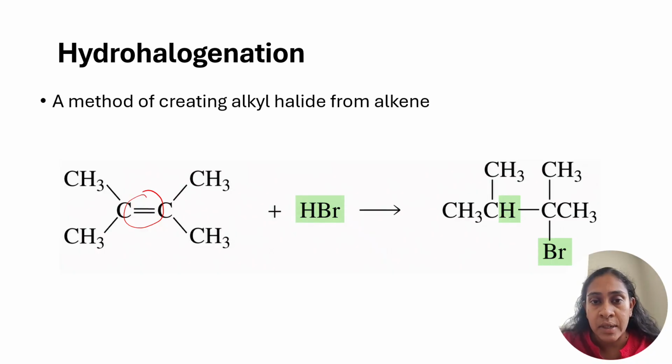The important question is, when the two alkene carbons are different, which carbon receives the hydrogen and which carbon receives the halogen? That is where Markovnikov rule and carbocation stability become important.